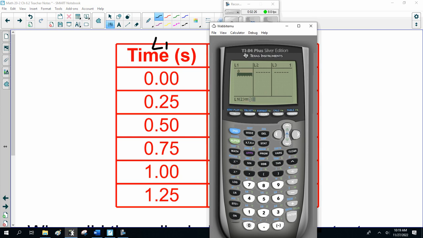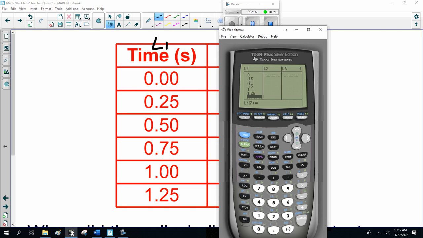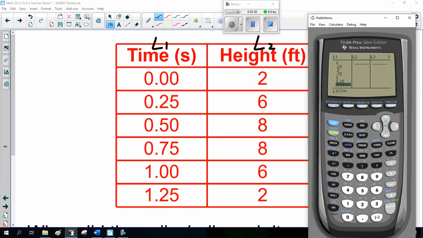0, 0.25, 0.5, 0.75, 1, 1.25. And my L2 values are 2, 6, 8, 8, 6, 2. Now, I did that kind of quickly, but that's just putting numbers in the calculator, and you've all done that back in Chapter 5, Statistics.